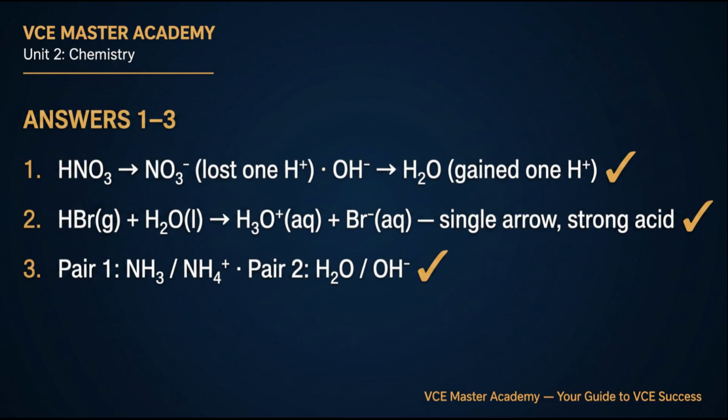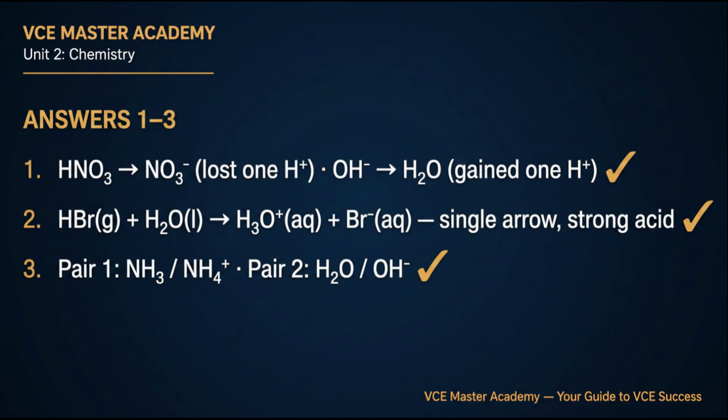Question 1. Remove one H+ from nitric acid and the charge drops 1 step. Its conjugate base is NO3-. Add one H+ to hydroxide and the charge rises 1 step. Its conjugate acid is plain old water. If you wrote O2- for the first part, you removed a proton and an extra electron's worth of charge. One H+ means the charge moves exactly 1 step, no more.